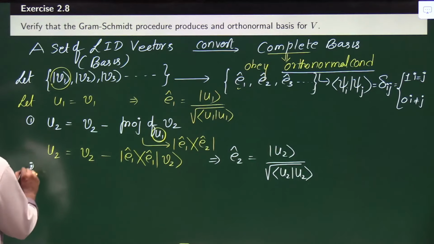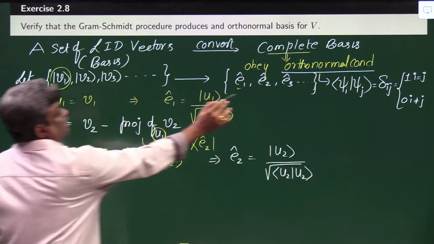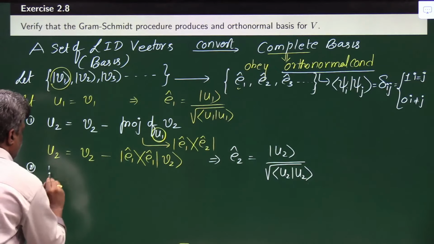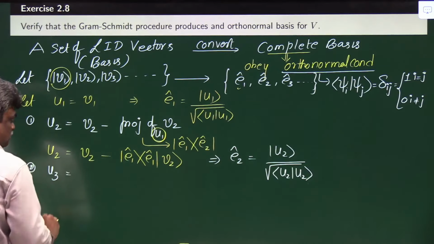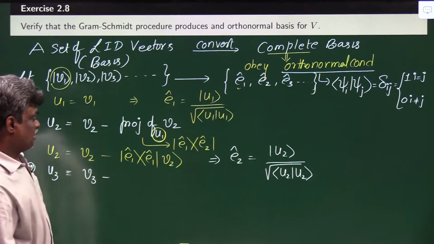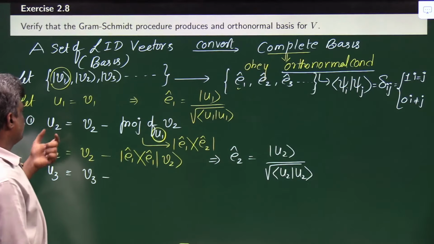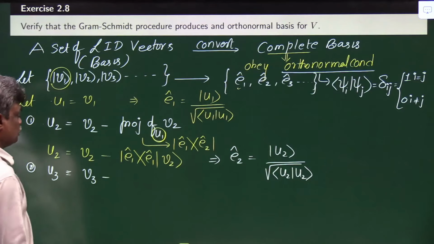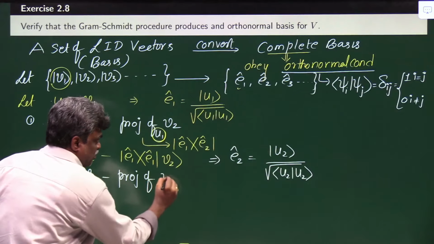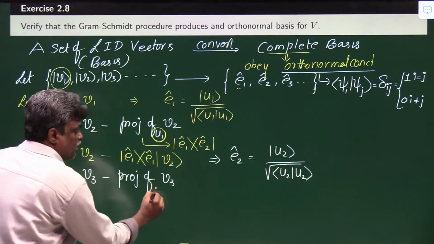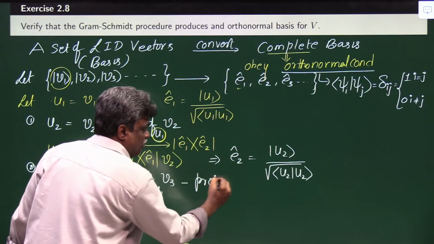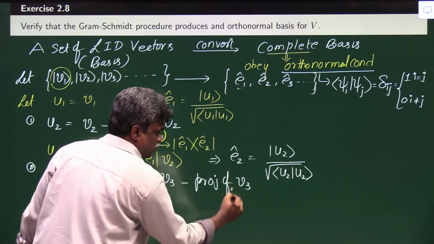And similarly, if you want to find e3, first I have to find the corresponding u3. So u3 equals v3 minus, see carefully here, already we got two things, u1 and u2. So that's why the projection of v3 over u1 minus the projection of v3 over u2.